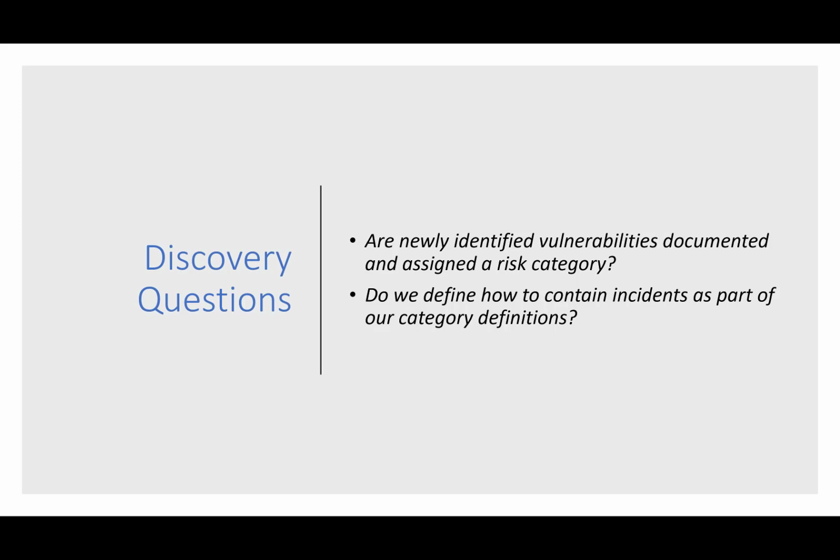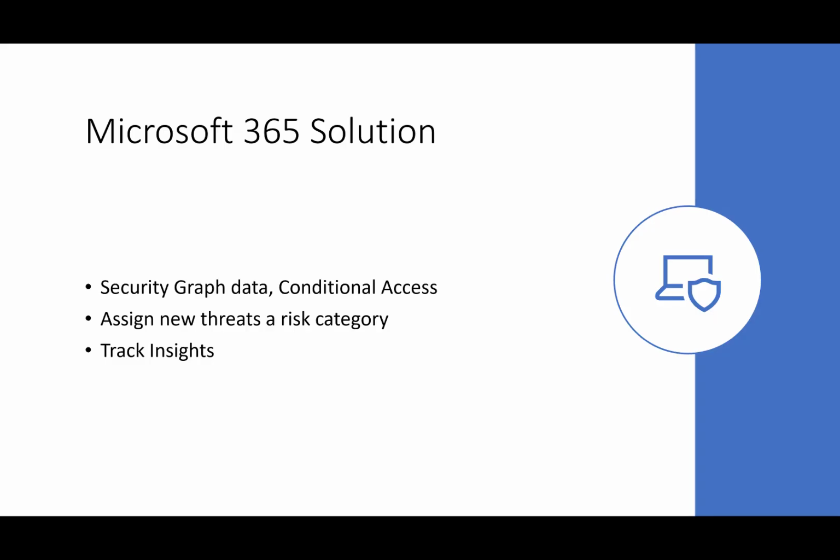So the second one here is, do we define how to contain incidents as part of our category definitions? And if you're not already, this is something that you should be adding to your documentation internally when you have a new vulnerability that shows up, or you have a case that you see as a common issue. Even if it's not common, you want to have a column within that particular knowledge base article that defines what you did for containment. How was that related? Or when you're looking at vulnerabilities, think about how you can contain this as quickly as possible, what that looks like for the end users as well.